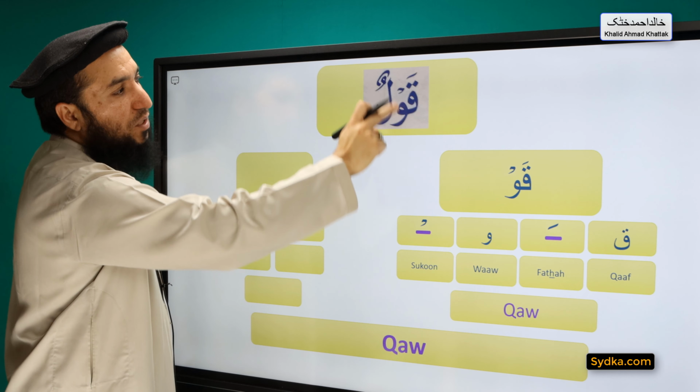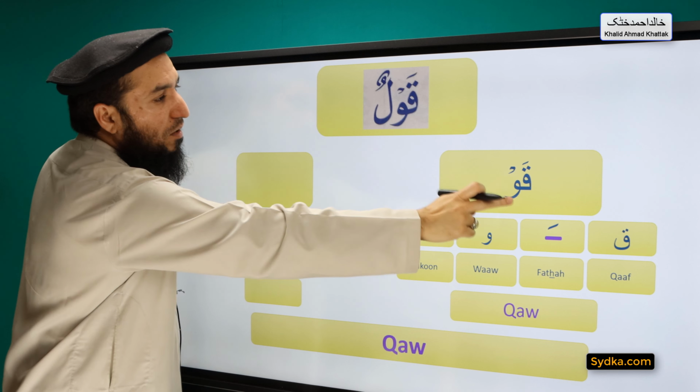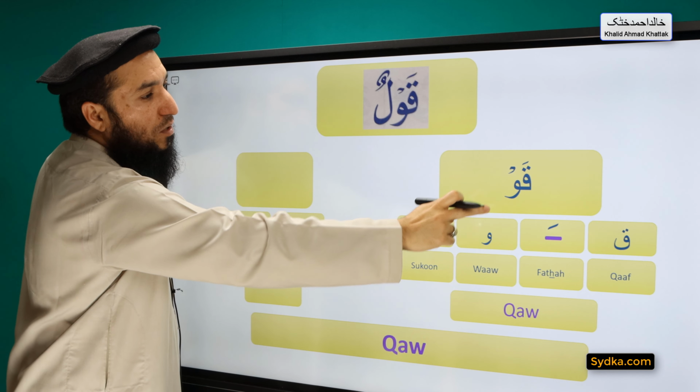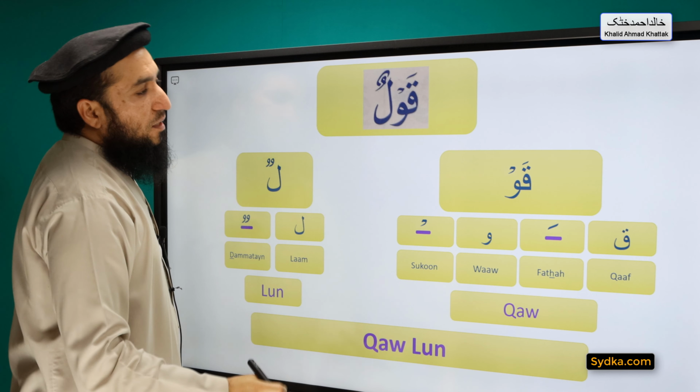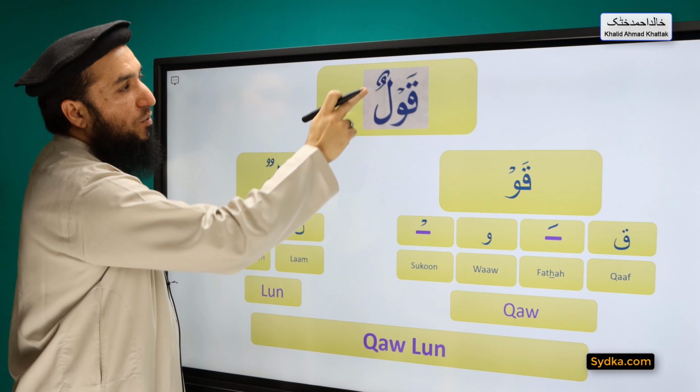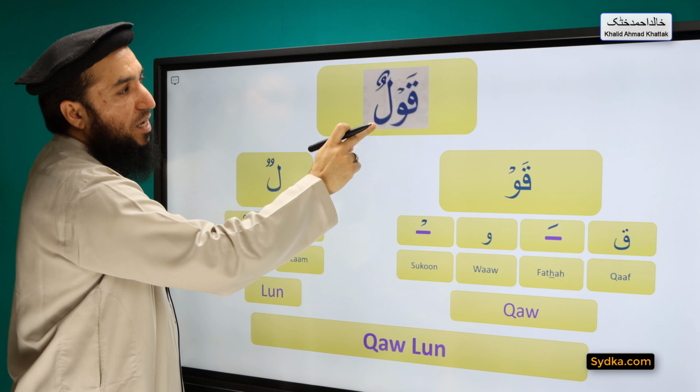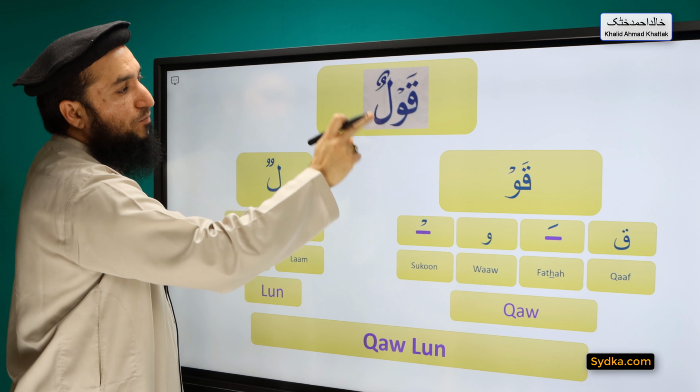Qaf Fatha Waw Sukoon Qaw. The next syllable we have is Lam Dhammatain Lun. Lam is light in this case, and we have Dhammatain on top of it.